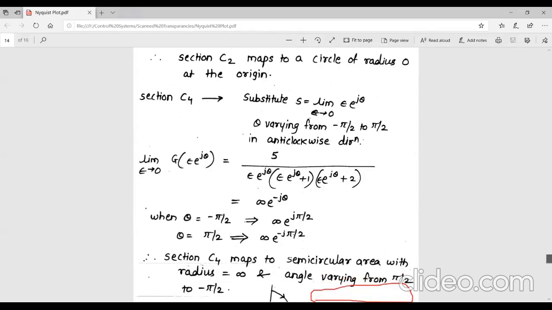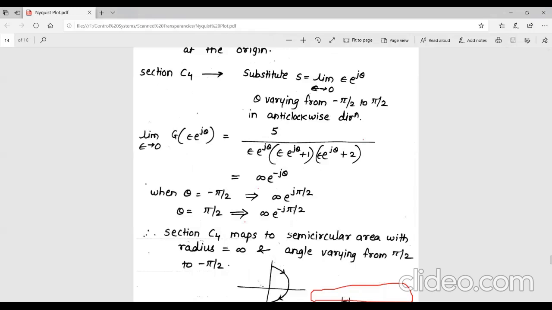Now similarly, section C4. Section C4 is the smaller semicircle where the radius is epsilon, which tends to 0. Again, substitute S equal to epsilon e raised to j theta. After substituting, we get 5 upon epsilon e raised to j theta, then two different brackets after substitution, and then again we do the same thing. Again, the 5 upon epsilon, after taking these two common, again we get epsilon raised to 3, right? So that step is skipped on the slide, but you can very well understand.